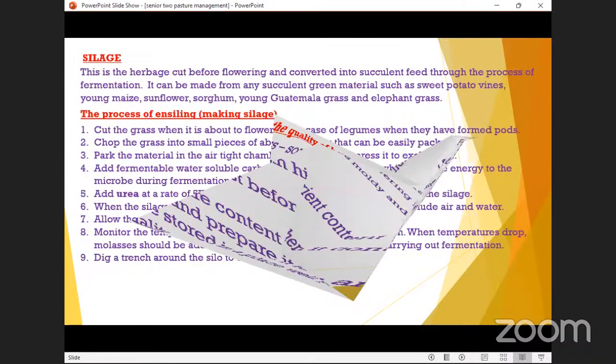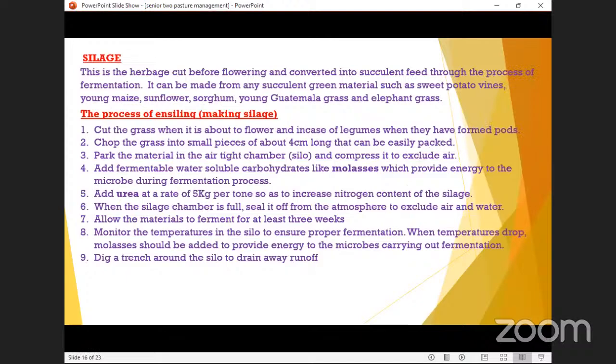And then the other is silage. How do you prepare silage? And what is silage? This is the herbage cut before flowering and converted into succulent feed through the process of fermentation. It can be made from any succulent green material such as sweet potato vines, young maize, sunflower, sorghum, young Guatemala grass, and elephant grass.